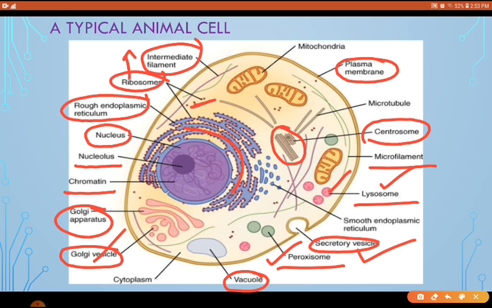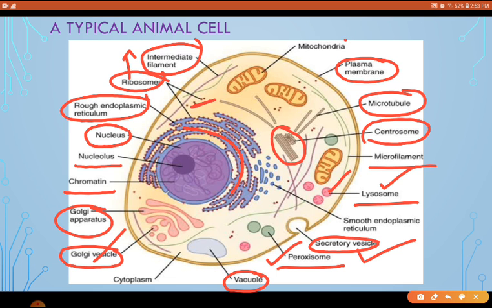These are the skeleton of the cell which help to maintain its shape, and the cytoplasmic movements inside the cell, these also control those movements. And microtubules are also the part of the cytoskeleton.